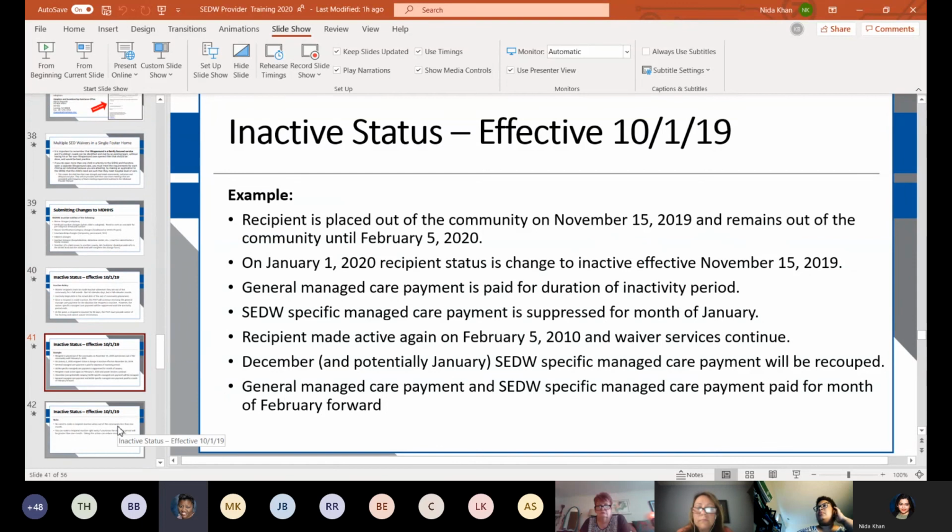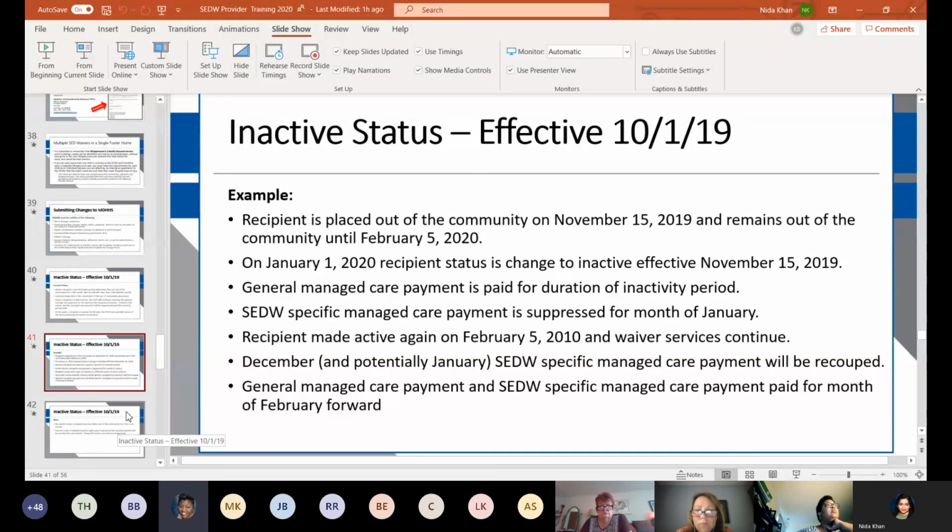When a recipient is made inactive from the SED waiver, the PIHP, which is OCHN, will continue to receive payment for the duration of that time. However, specific managed care payment will be suppressed until the inactivity period ends. So I just want to stress why that is important.